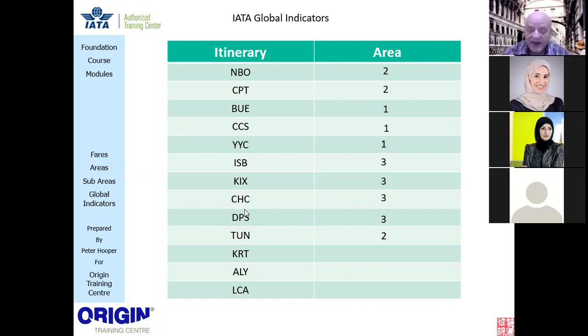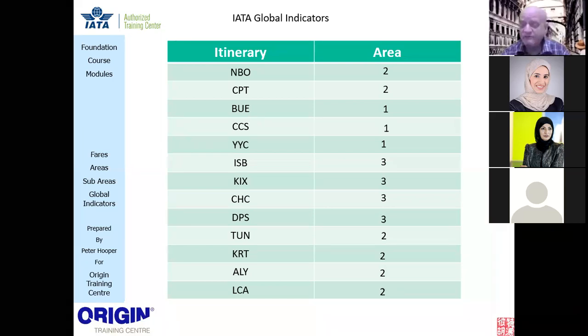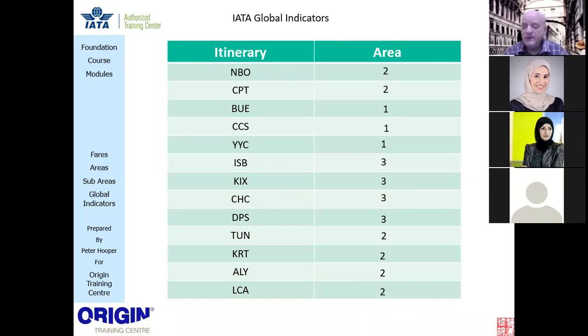Right, KRT, which city? Khartoum. Khartoum, Sudan, area 2. Where's ALY? Alexandria. Alexandria, Egypt, 2. LCA, Larnaca. Well done. Cyprus. Area 2. You probably noticed I haven't picked easy city codes and airport codes. If I put Paris, PAR, that's not much of a difficult one for you, is it?